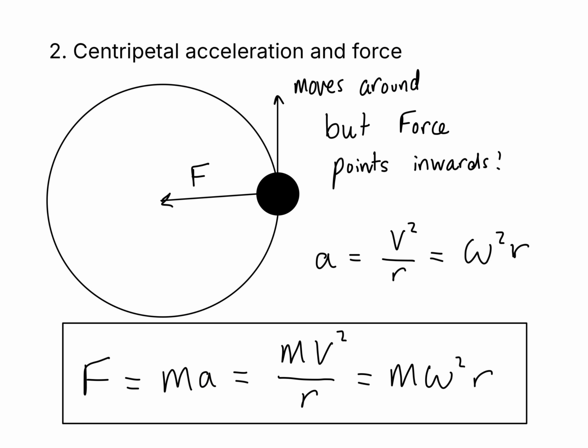So how big is the acceleration of a mass when moving in circular motion? It's given by v squared over r, or equivalently, omega squared r. And by Newton's second law, the force needed is mv squared over r, or m omega squared r. And here's the crucial thing: that acceleration and that force point towards the centre of the circle, always inwards. The word centripetal literally means centre-seeking. When you whirl a ball on a string, the string pulls it inwards. It keeps it in circular motion.